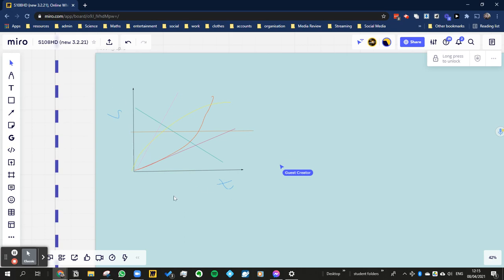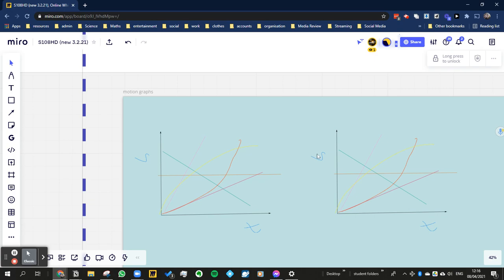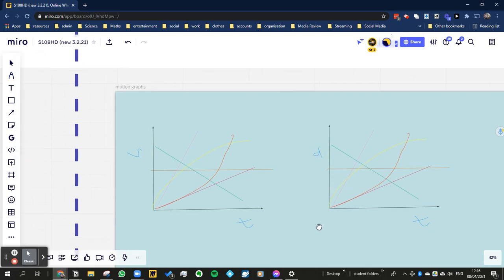Copy that entire graph, but this time it's going to be a distance time graph. So we've got this. I'm going to rub out that V there, and we're going to say that's a distance time graph now. Okay, so let's write a D if it lets me. Come on, a D. So that's a distance time graph.